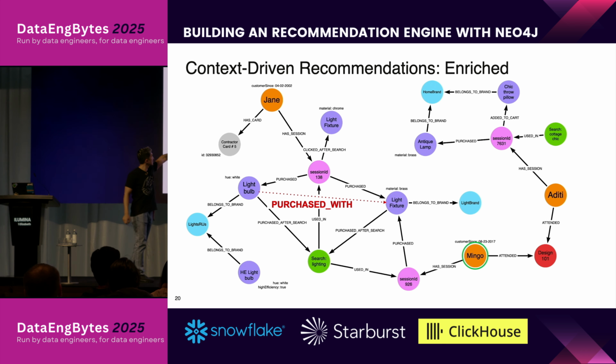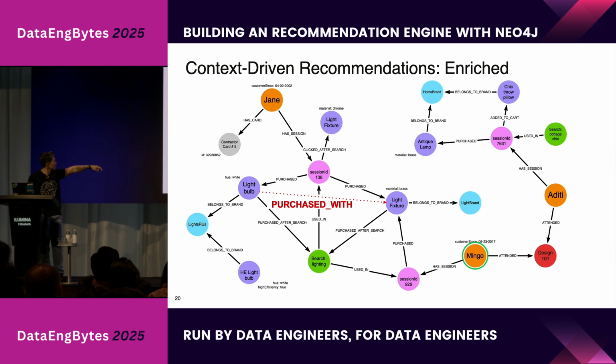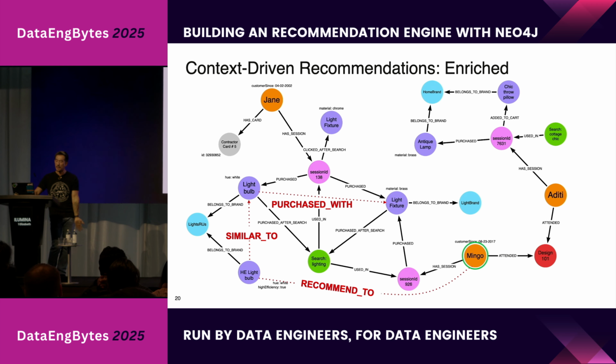I'm simplifying here. Obviously we're not going to go off of one purchase data, right? But because light bulb and fixture are complementary to each other, and the light bulb belongs to a certain brand, and then there's another light bulb very similar to that one, you can directly recommend the light bulb to Mingo. Maybe you can expand even further using your graph and traversing, and we're recommending that one to Mingo.